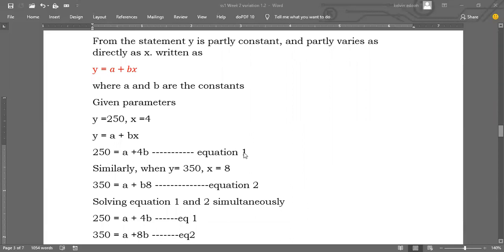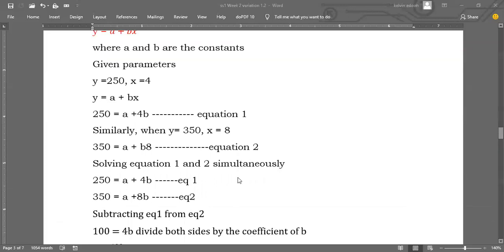Now, similarly, that's equation one. Remember, I told you you're going to have two equations. Use the second pair now. We are told y is equal to what? 350 at x = 8. So you have 350 equals a plus b times 8, which is the same thing as 8b. Clear? So that's equation 2. So solving equation 1 and 2 simultaneously.